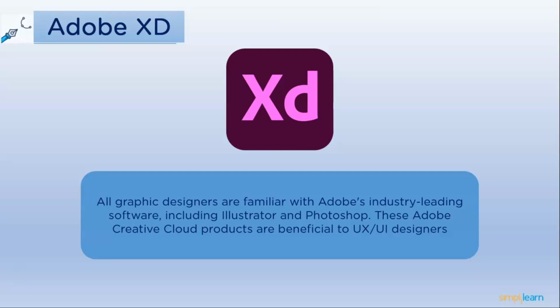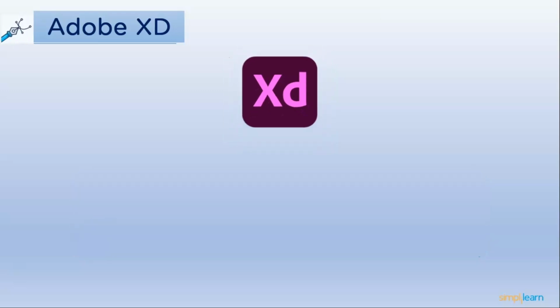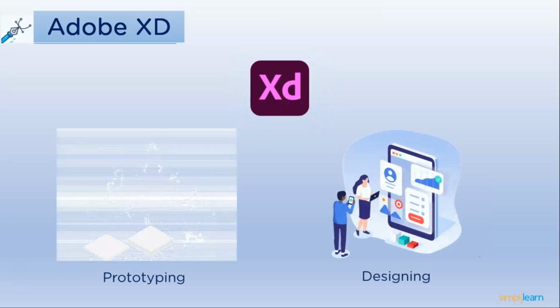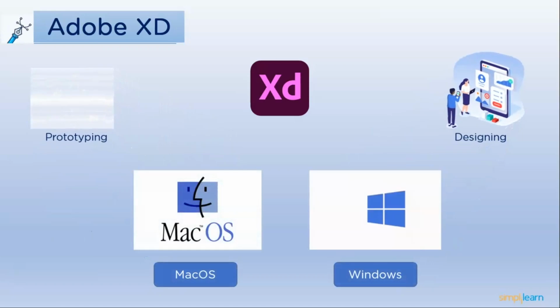Photoshop can be used to modify, composite, and produce visual content such as art and graphics. Some of its features: they can change the master component, then distribute it throughout the company. It is perfect for designers in huge businesses and organizations with the necessity for asset uniformity. It is good for prototyping and designing, and it works on Mac OS and Windows.